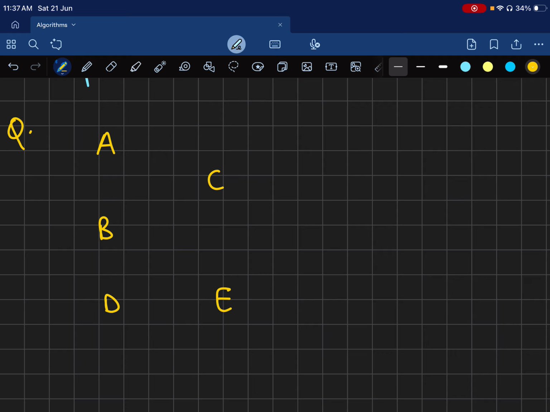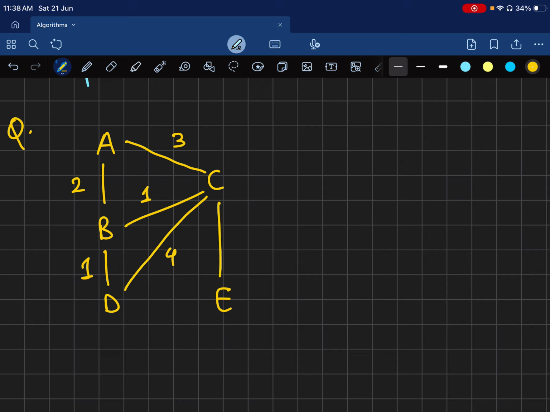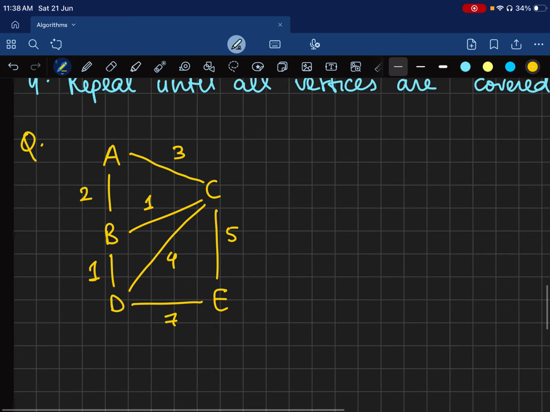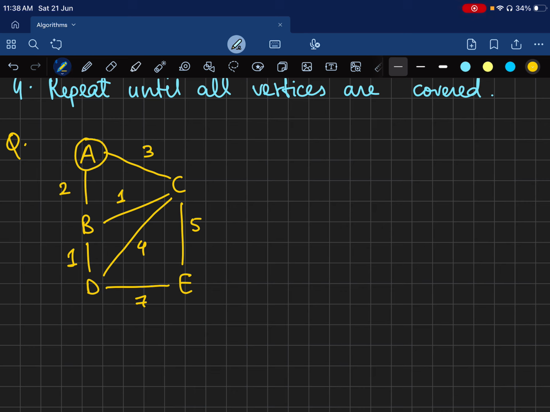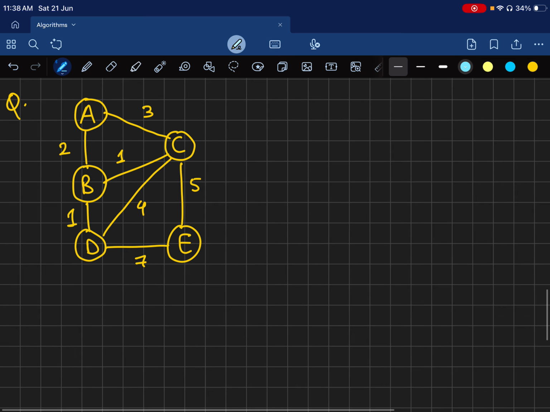Now A to B is 2, A to C, the edge is 3, B to C, the edge is 1, B to D, the edge is 1, C to D, the edge is 4, C to E, the edge is 5, and D to E, the edge is 7. So this is the given graph with 5 vertices. Our goal is to find the minimum spanning tree of this graph using Prim's algorithm.